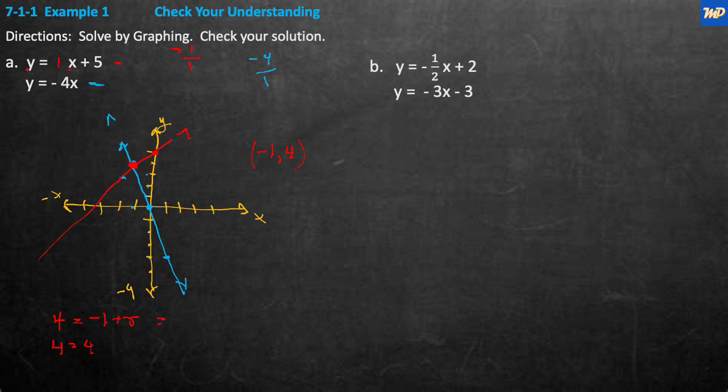And how about for the other equation? -4x plus 0, right? So we put in the same values. So we're going to take y is equal to 4. Does that equal -4 times -1? And if you solve it, you get 4 equals 4 times 1 is 4. Negative times negative is positive. So yes, they're the same, 4 and 4.